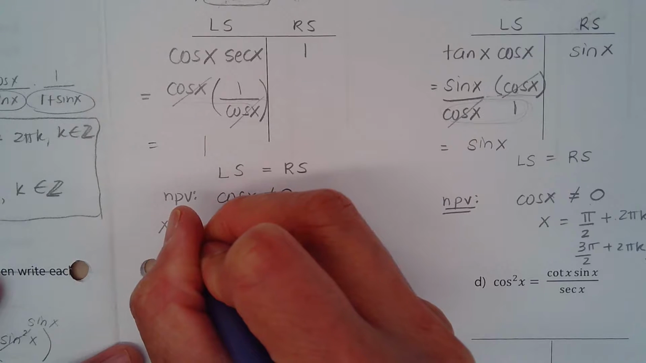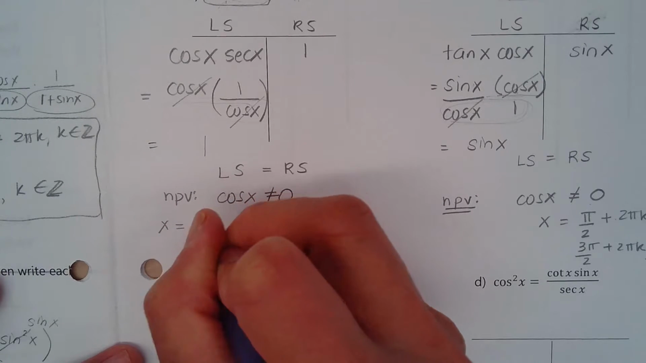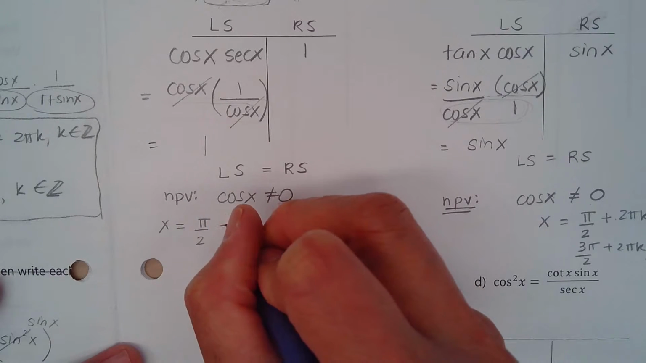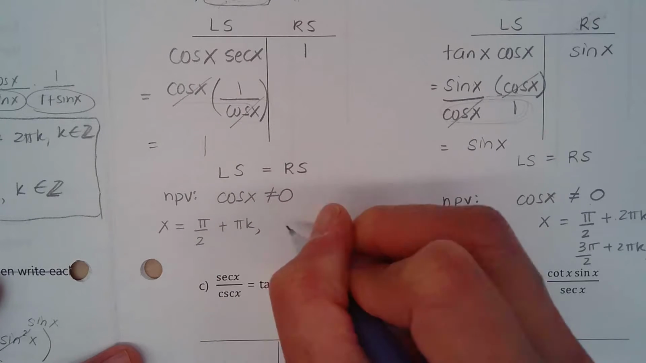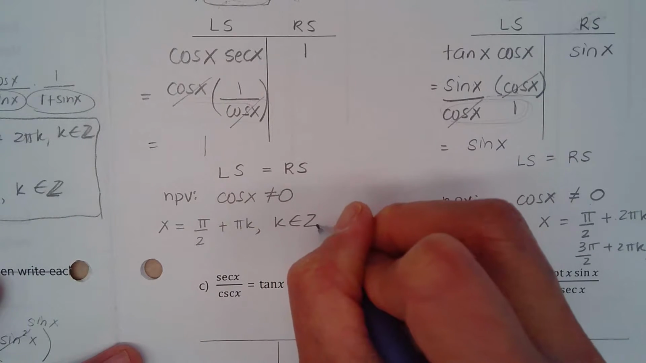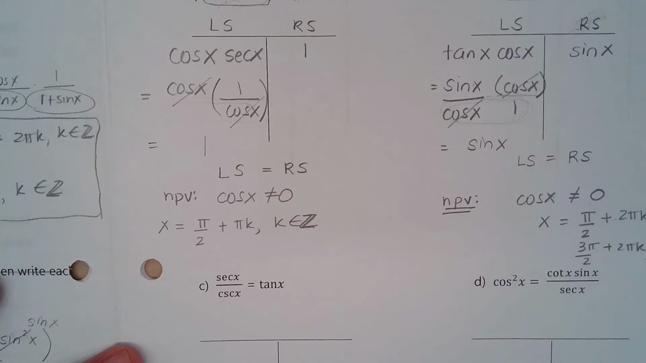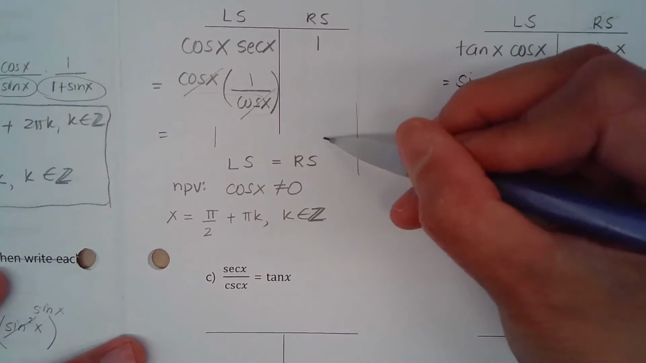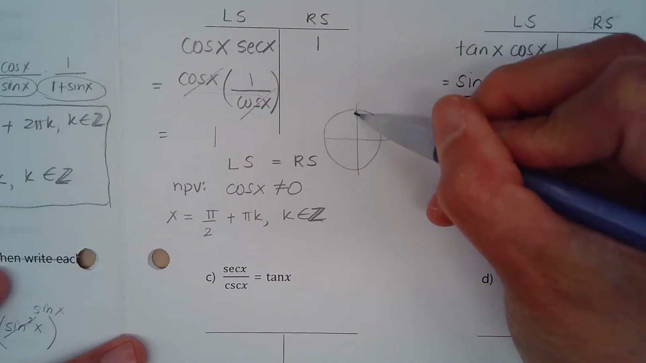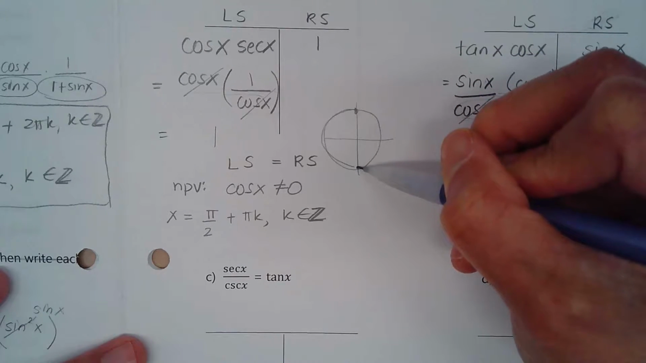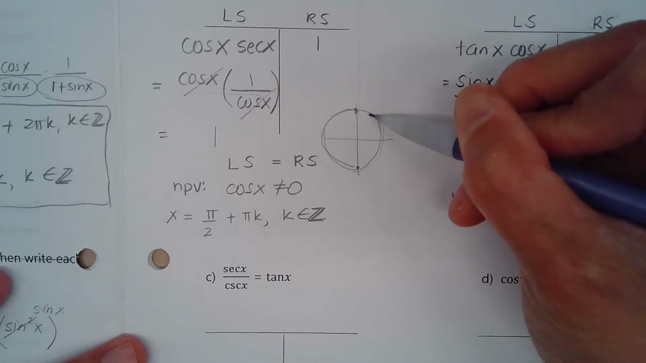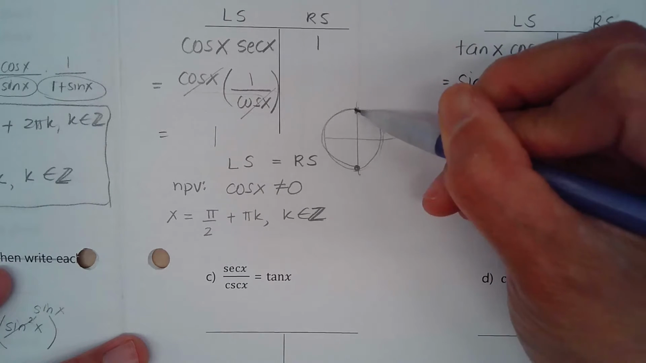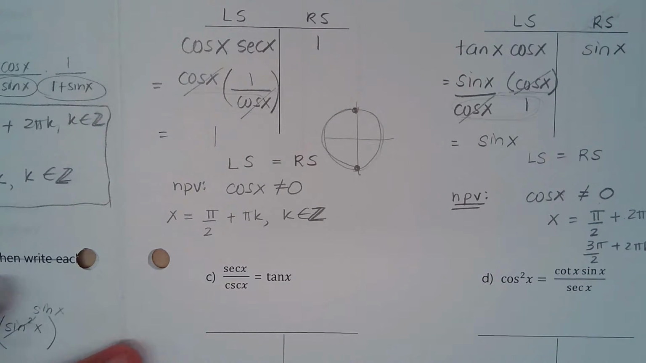Okay, so this is pretty much the same thing as what we had with b, where x is equal to pi halves plus pi k, where k is an element of the integer. So every time you see a pi half, and then you turn pi radians each time, you're going to get into those points where it's non-permissible. Okay, is that good?